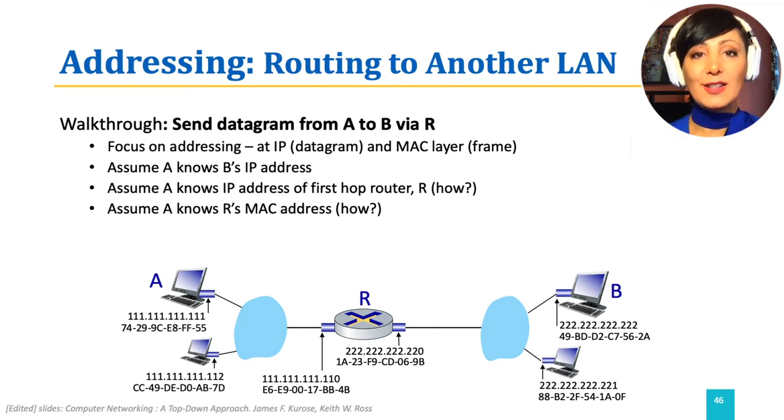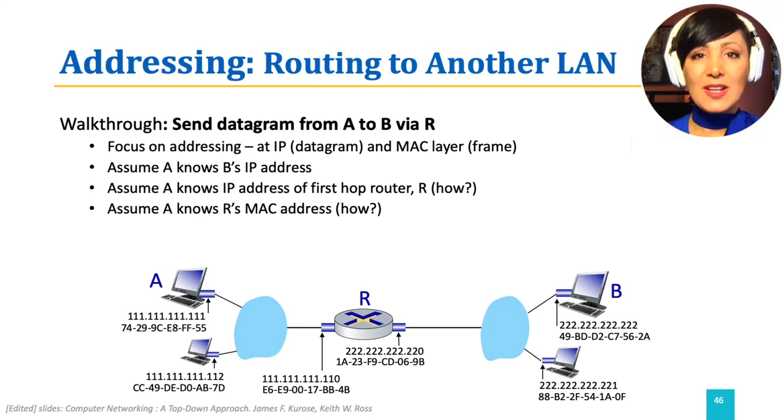Assuming A knows the IP address of the destination B, we are going to focus on the link layer frame addressing. In this process, A would need the IP address of the first hop router and the MAC address of it. We discussed how node A knows the IP address of the router interface in the network layer discussions. Can you remember how?